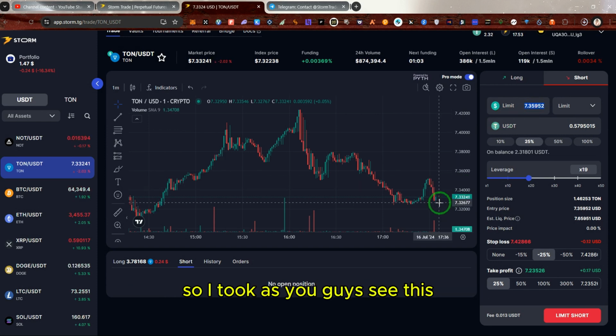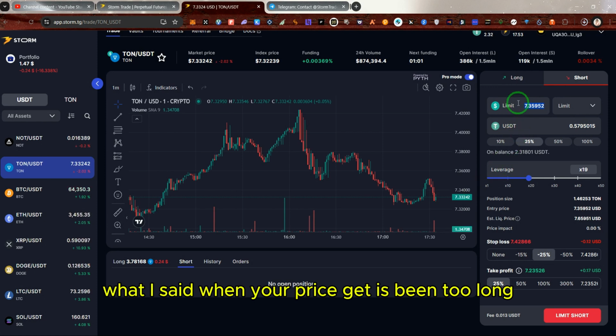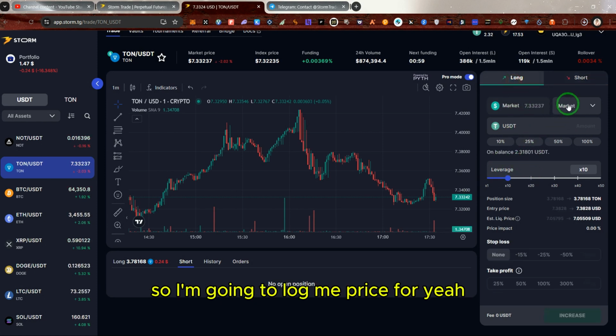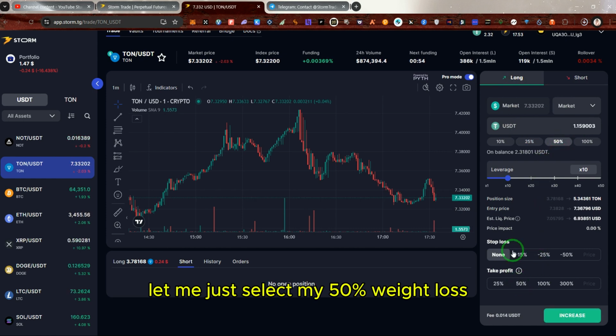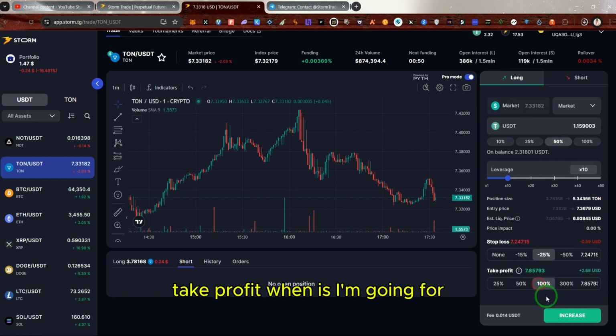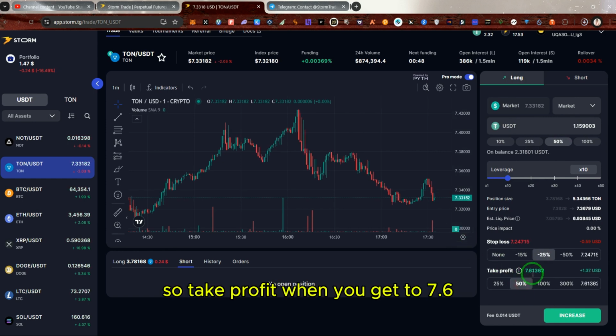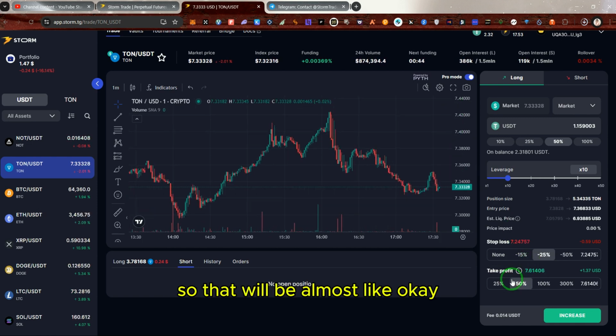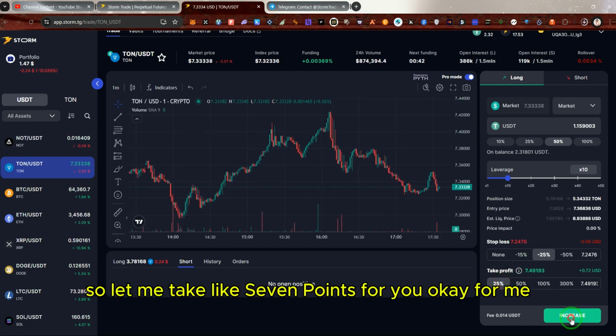As you can see, this is what I said. When the price gets there, it's going to long, so I'm going to long the price from here. Since we are now in markets, let me just select my 50% stop loss, and take profit where I'm going for. So take profit when you get to 7.6. That will be almost up here. Let me take like 7.4, that will be okay for me.